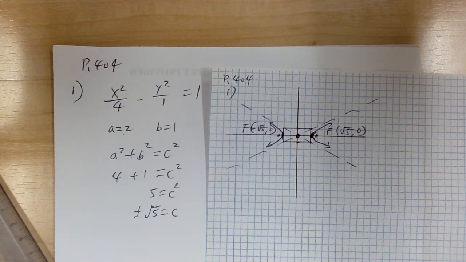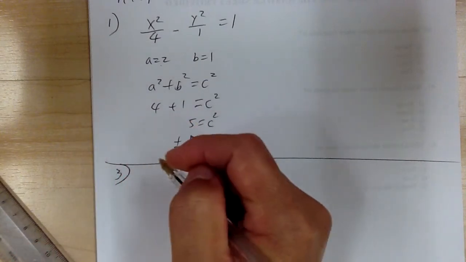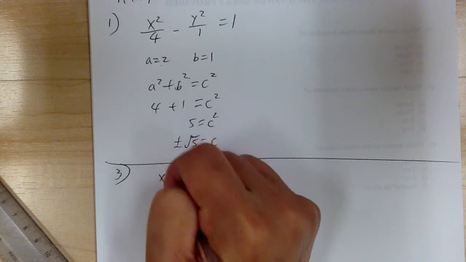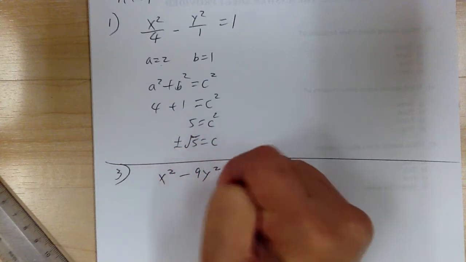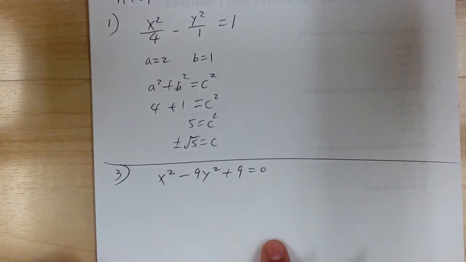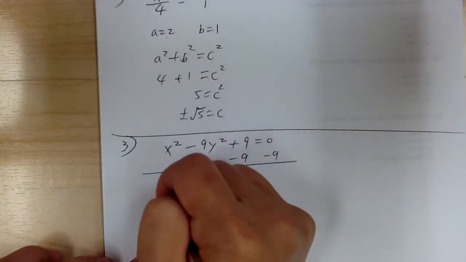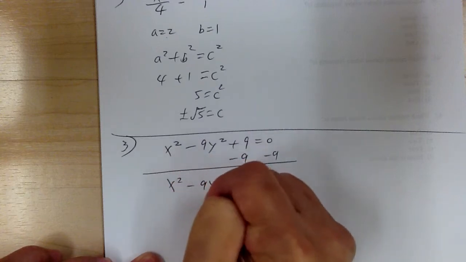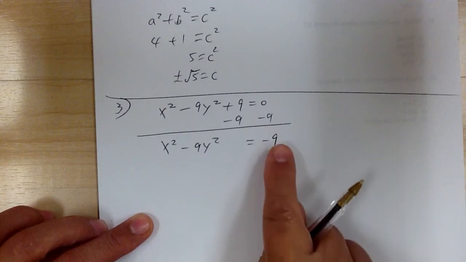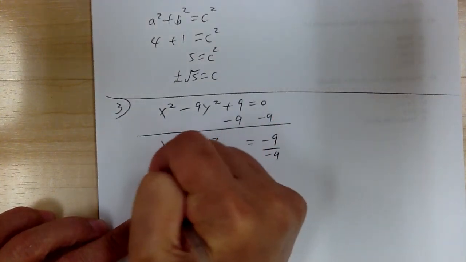Okay, let's go to number 3. So your equation is x squared minus 9y squared plus 9 equal to 0. First you have to put it in standard form, so you subtract 9 on both sides. So you get x squared minus 9y squared equal to negative 9. But you need to make this side equal to 1, so you need to divide everything by negative 9.